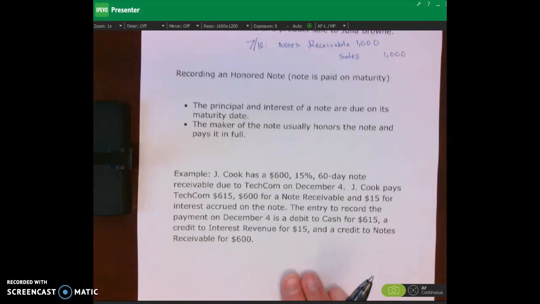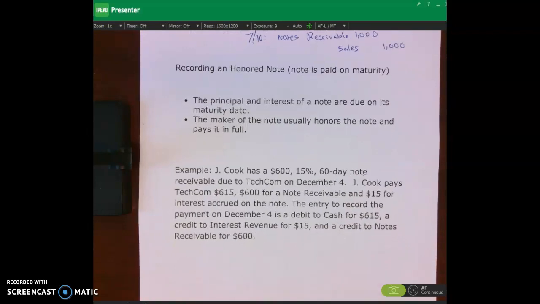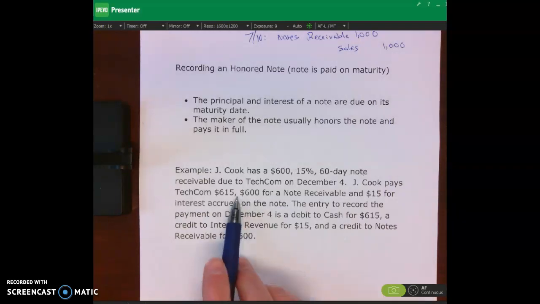So when we look at the note paid on maturity, J. Cook has a $600, 15%, 60-day note receivable to TechCom. J. Cook pays TechCom $615, which includes the $600 for the note receivable and $15 for the interest accrued. Okay?